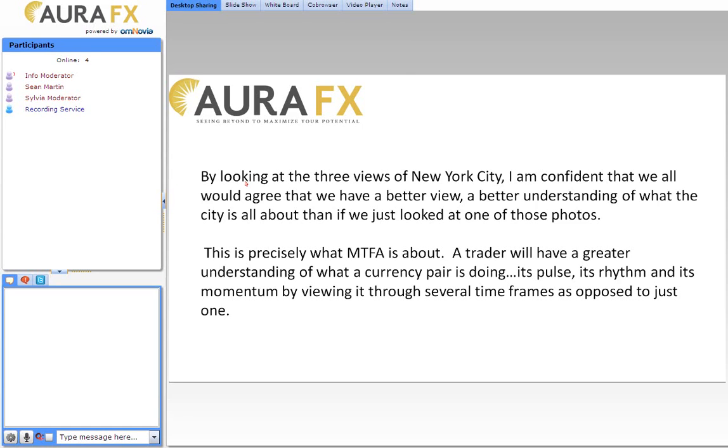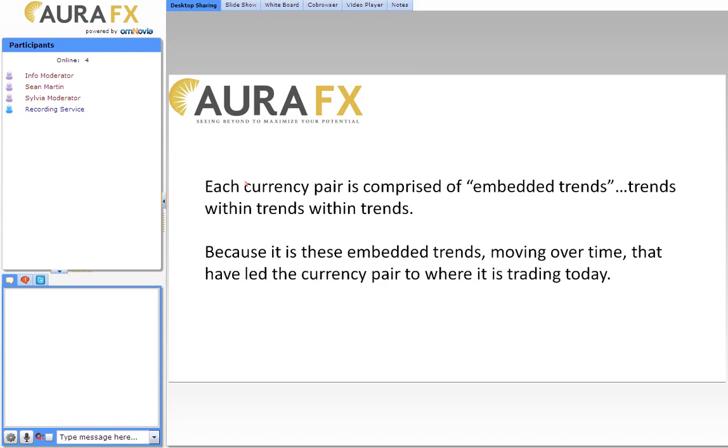Now, each currency pair is comprised of embedded trends, trends within trends. I think of these as breathing, living animals. Because as a matter of fact, what you see on the chart is really based on human emotion, and human thought and human analysis. It's people who are making those decisions. So in a way, it is a living, breathing thing.